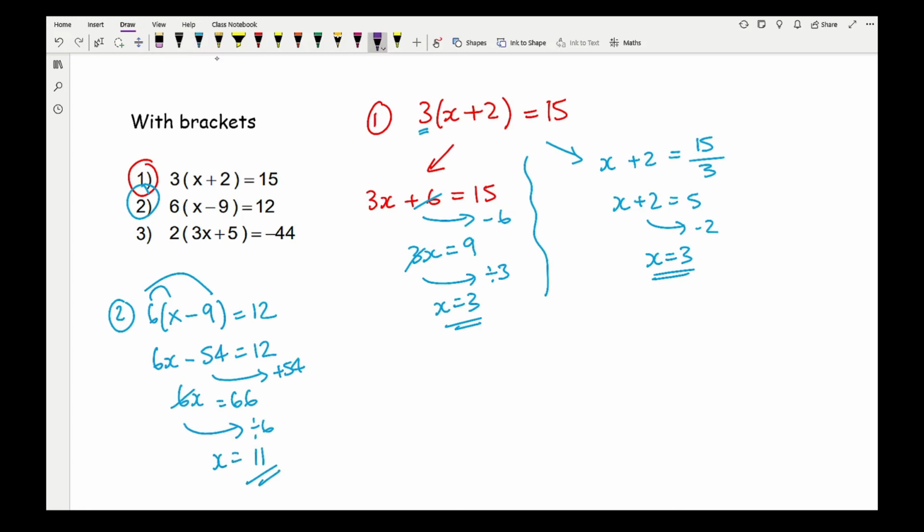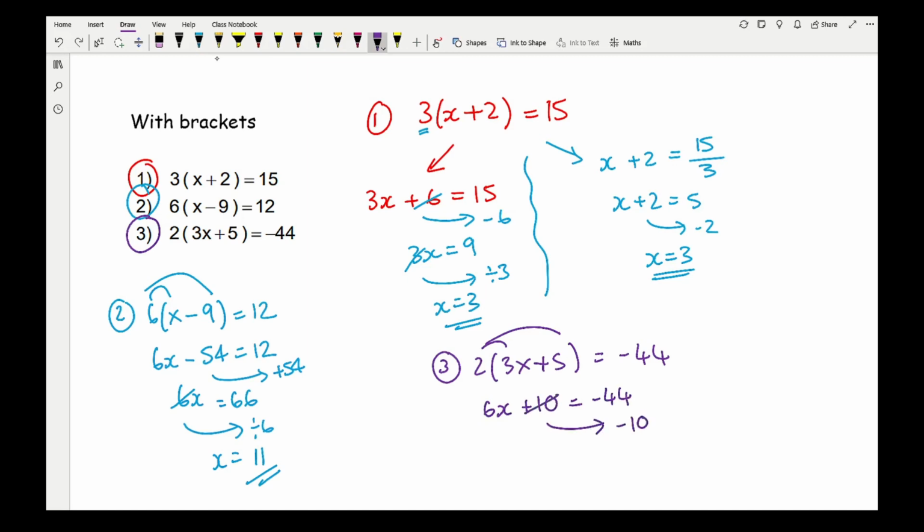And then finally, with question 3, I've got 3x plus 5 equals minus 44. So again, expanding the brackets out, I get 6x plus 10 equals minus 44. I take the 10 over to the other side by subtracting 10, so I get 6x equals minus 54. Then divide by 6, so x equals minus 54 divided by 6, which is 9. A minus divided by a positive gives me a negative answer. So the answer then is minus 9.